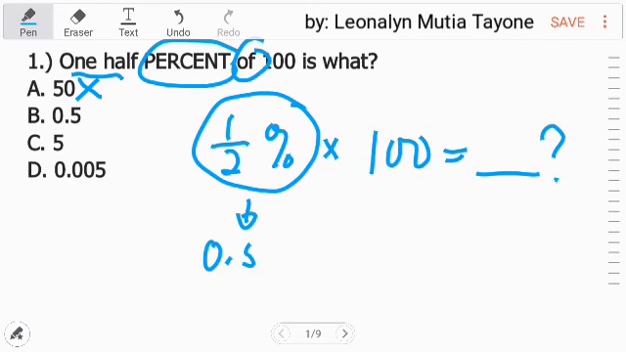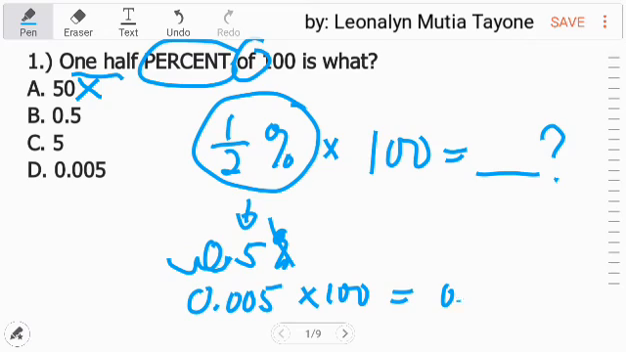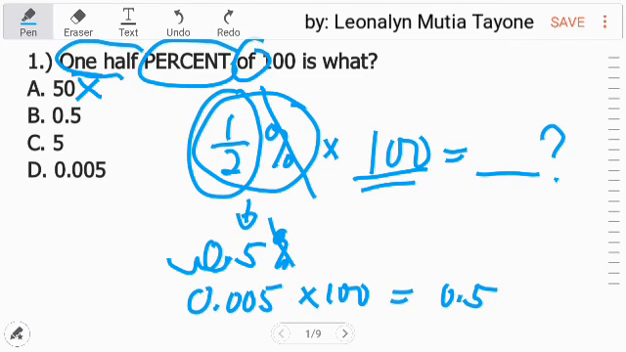1/2% or 0.5%. Para ma-cancel out itong percentage sign, 0.005. I-move mo yung decimal to the left side twice. So 0.005 times 100 equals 0.5. In other words, pinakamadali. Total ang minomultiply nito ay 100 lang naman. Cancel out mo lang si percent sign. Ito lang naman ang sagot, 1/2. Letter B, 1/2 or 0.5. Kung nalilito ka, uulitin natin.